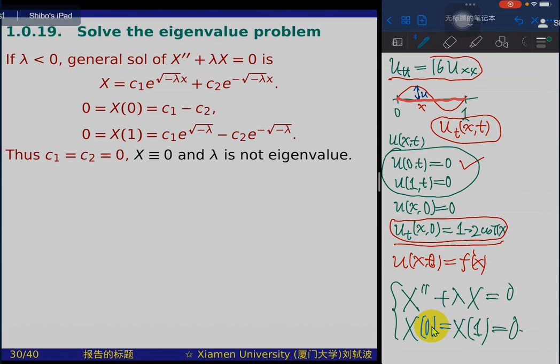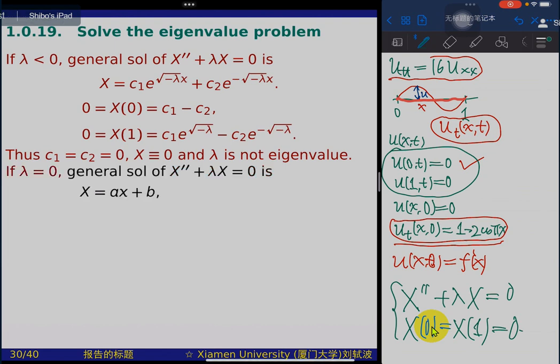We always solve the eigenvalue problem in this way, for three cases for lambda: negative, positive, and zero. So the case that lambda is negative, we have completed. We know that such lambda could not be an eigenvalue. Next, we consider the case that lambda is zero.